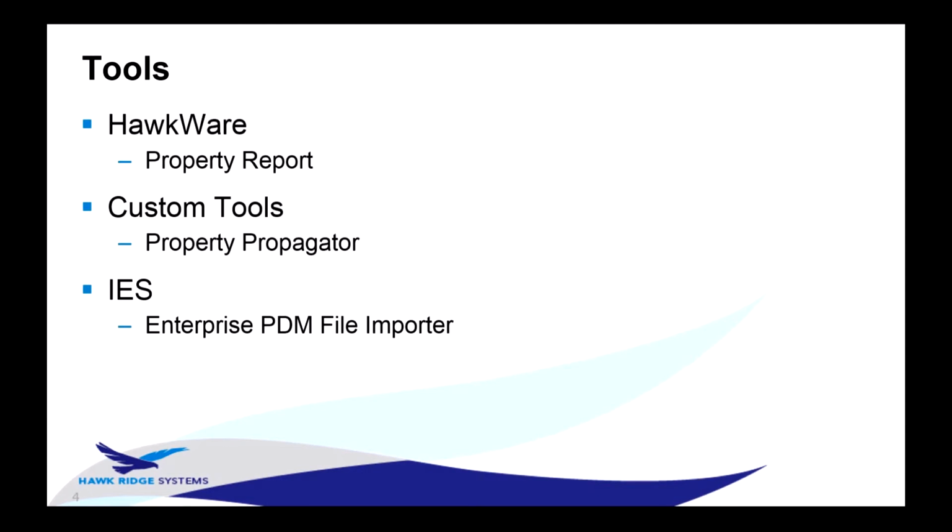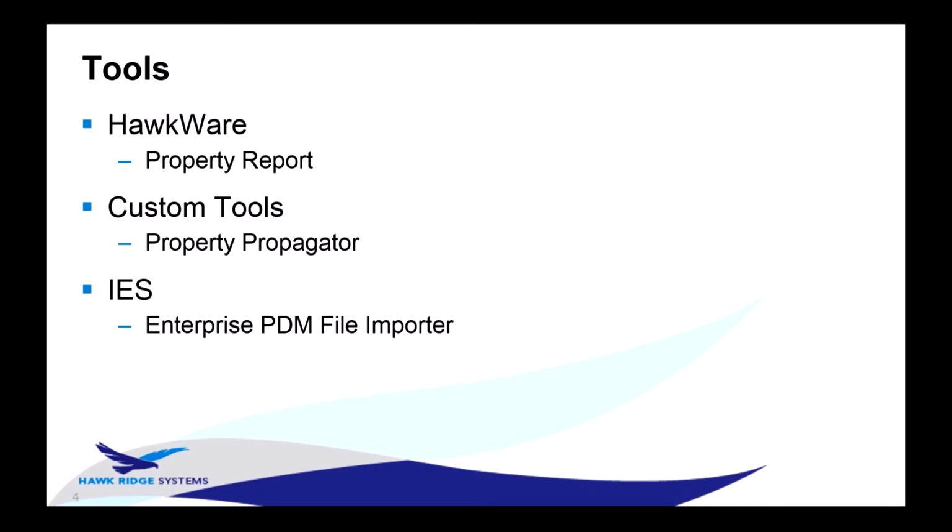And now what I want to do is take a look at a few tools that can help you during this process. We've got a free tool from Hawkware, which is our software design and software add-ins that we make for SOLIDWORKS and Enterprise PDM. We've got a free property report that you can run on a directory and see what properties exist. So you just want to get a look at what properties are people using, what properties exist inside the files.